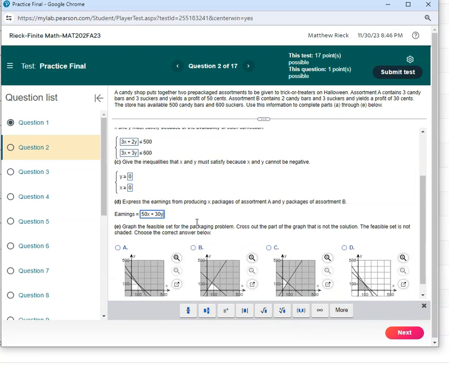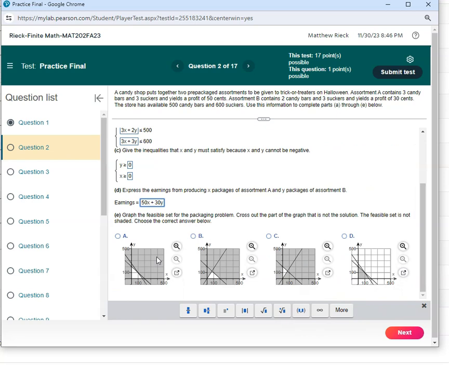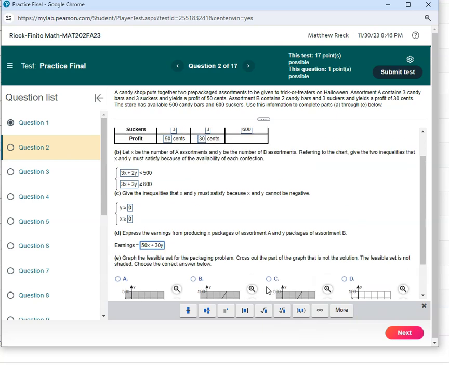So we have 3x plus 2y is less than or equal to 500. And we have 3x plus 3y is less than or equal to 600, so we can divide everything by 3. That means the y- and x-intercepts are going to be at 200. And then we're going to shade the part that's not included in there. So that eliminates D. D is eliminated right away there.